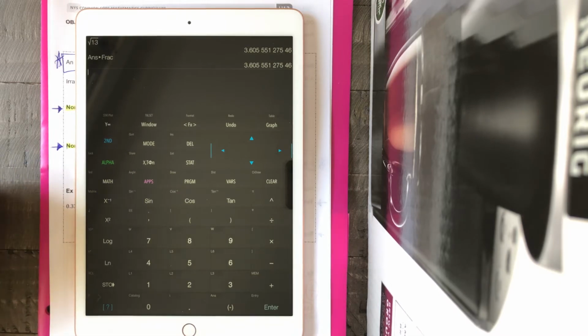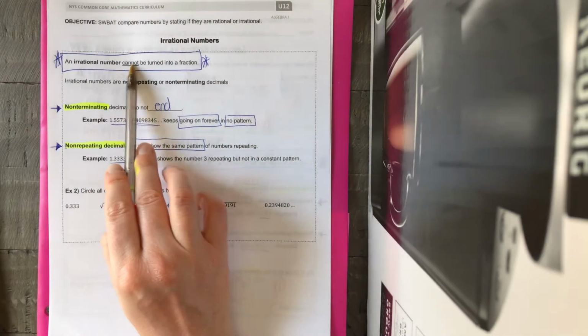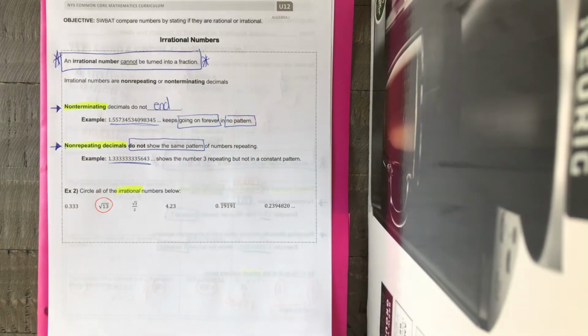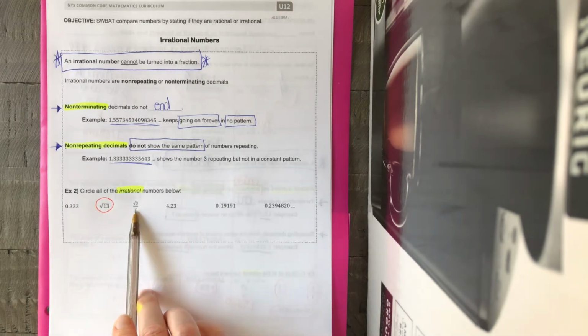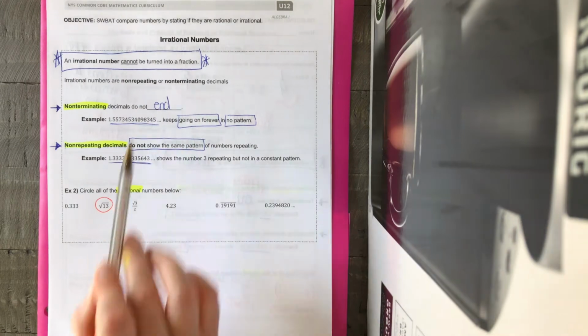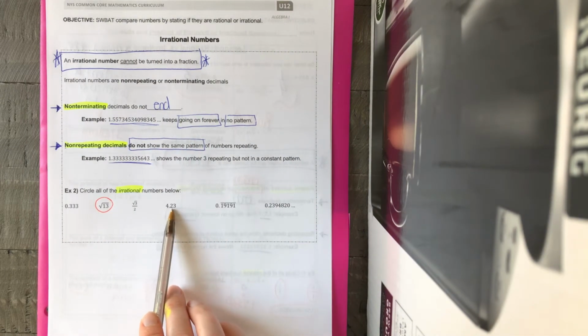And it didn't work. Since it cannot be written as a fraction, I know that this would be an irrational number. This is a fraction. I'm looking for something that's not a fraction. So this is rational. Next, 4.23.